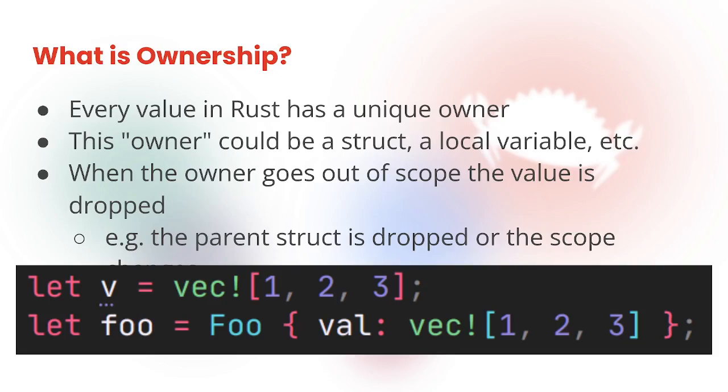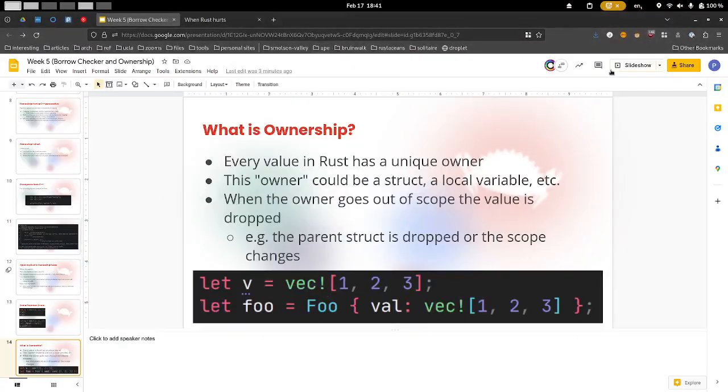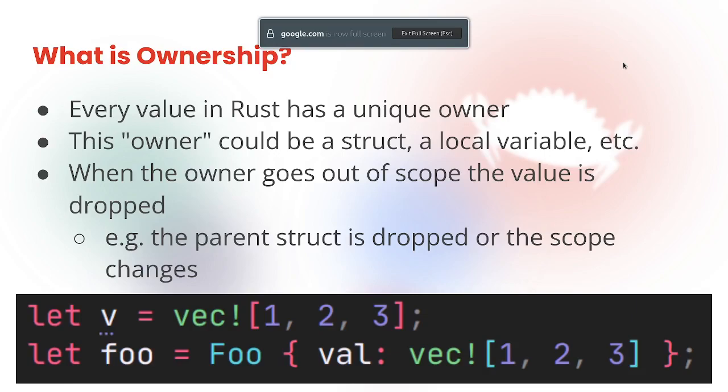And then this is just reiterating what ownership is and refreshing the slide because I moved the image down. So a quick addition: what can be the owner of a value? One example of an owner is just a local variable. So the local variable v owns the value of this vector. And once the scope exits, then the vector will be dropped.